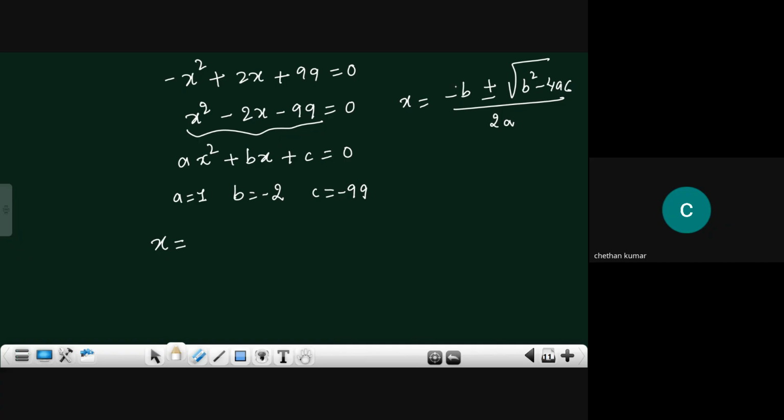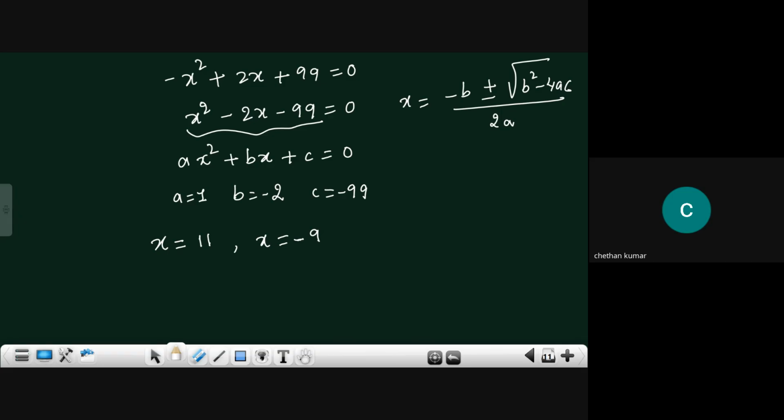For until digital, I recommend you to bring your calculators. I think you make your calculator sleep, right? Now you should awake your calculator. What are the 2 roots? 11. Other root is what? Minus 9.